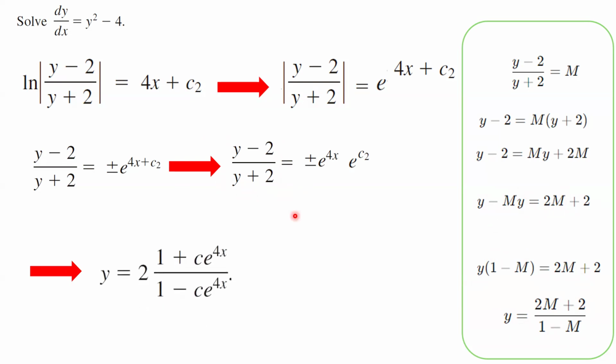In turn, it can be written as y equals 2. This can be considered as your m, or you could use c as plus minus e to power c2, and c times e to power 4x is your m. Just substitute that here, and y becomes 2m plus 2 divided by 1 minus m, which is basically y equals 2 times 1 plus, here you have your m, which is c times e to power 4x, divided by 1 minus m, which is c e to power 4x.